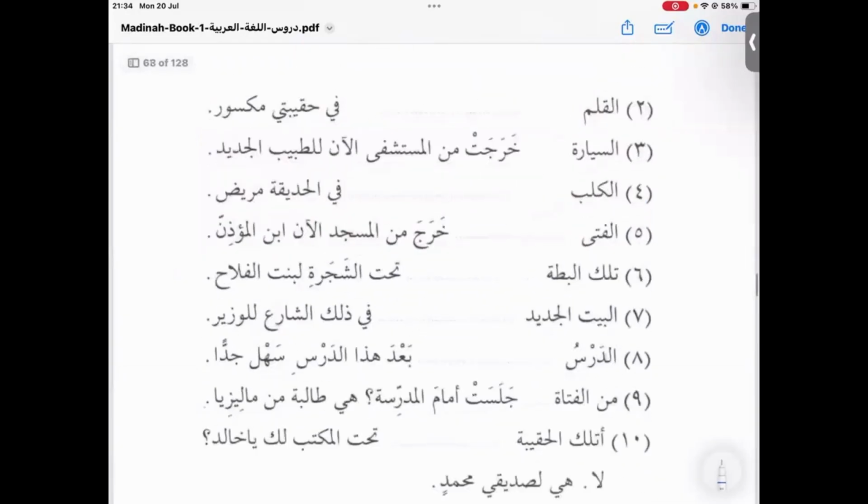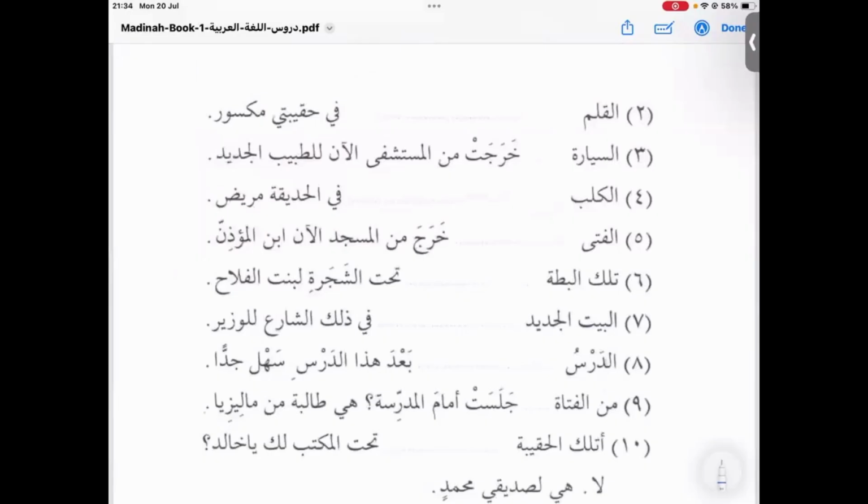Al-qalam. Qalam is male, so you have to say alladhi. Al-qalamu alladhi. The pen which is fi haqibati, in my bag. Khabar. Maksurun is broken. So this entire thing here becomes the mubtada.